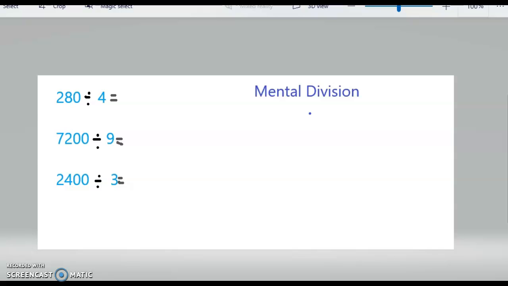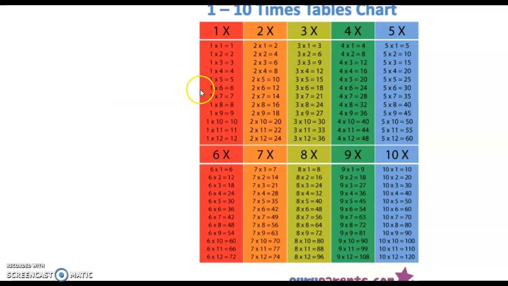Good morning, Standard 2. So we're going to go ahead and review how to do mental division. So we're first going to say 280 divided by 4. The easiest thing to do is to break it down into 2 digits. So we're going to look at the first 2 numbers together. We want to say how many times can 4 go into 28. Now, if you know your times table, you will know that 4 can go into 28 7 times. But if you need to look at your timetable sheet to review, that is fine.